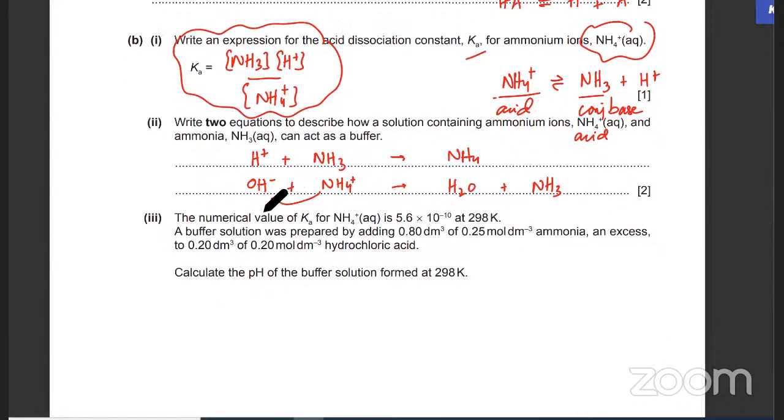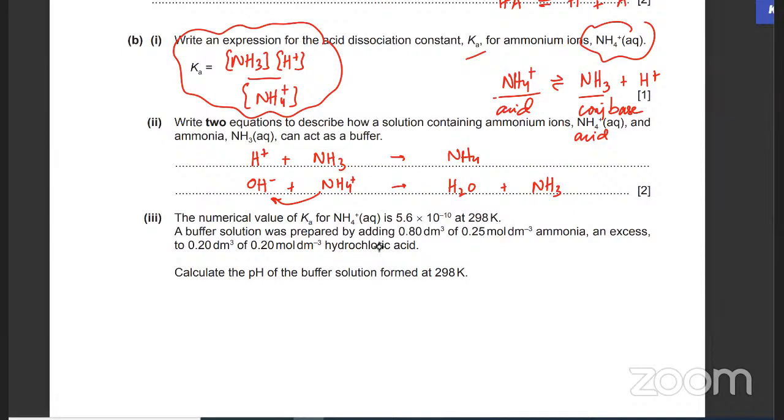Okay, so it's NH4 plus, that's the one that's producing H plus. So next one, I've got a numerical value of K for NH4 plus, 5 into 10 to the minus 10. A buffer solution was prepared by adding ammonia with... I said, this is the same question.